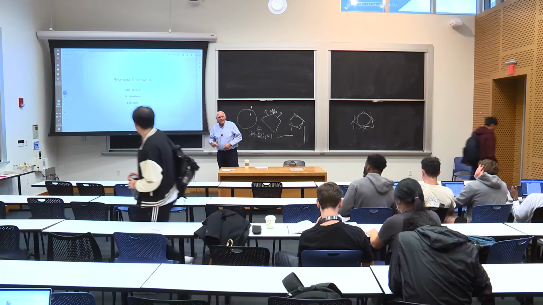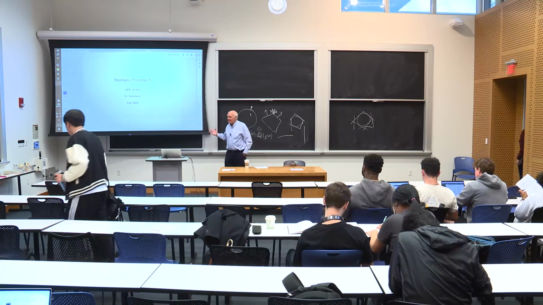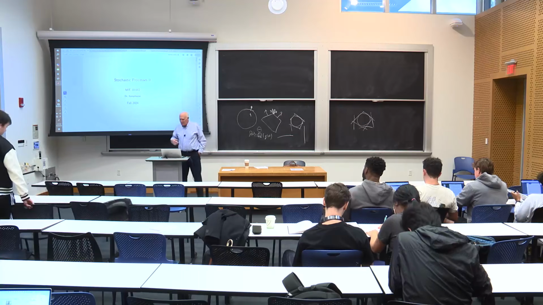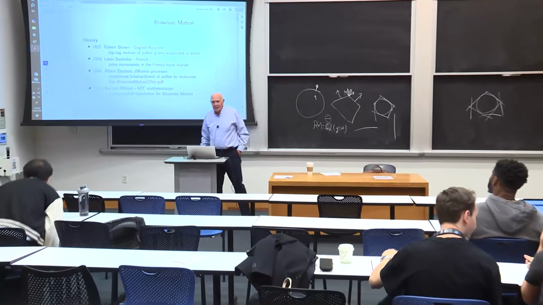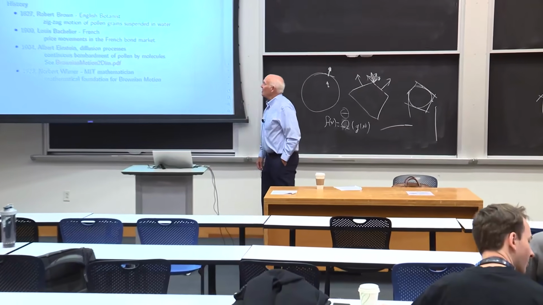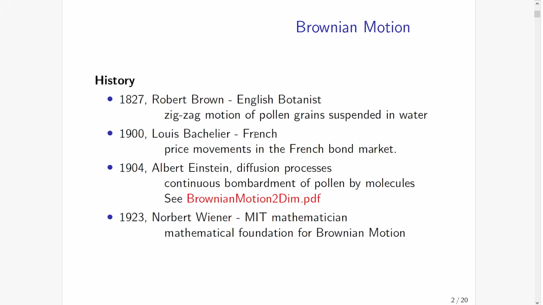Today we're going to talk about stochastic processes, the second set of lectures. And we're going to begin with a discussion of Brownian motion. Brownian motion is a process that I'm sure most of you have heard of, and it was named after Robert Brown, an English botanist.